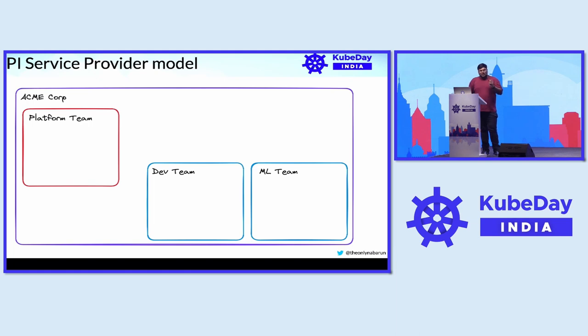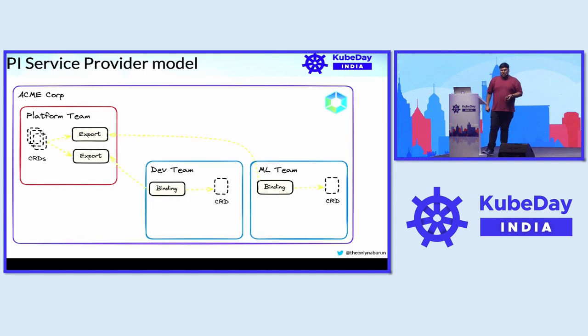Now, as a company, you might not want everything to be available to every team. So here, the service provider model of KCP really comes to the rescue. What you can do is, I'm not sure if you can view everything on the screen, but the platform team can essentially define CRDs in their workspace and create an export for other people to use. And you as a platform admin can define those bindings in specific team-level workspaces, and they can basically subscribe to those exports and get those CRDs in their namespaces.